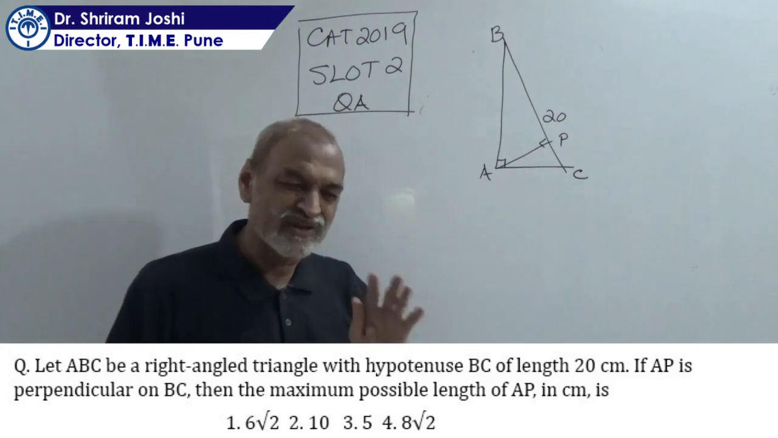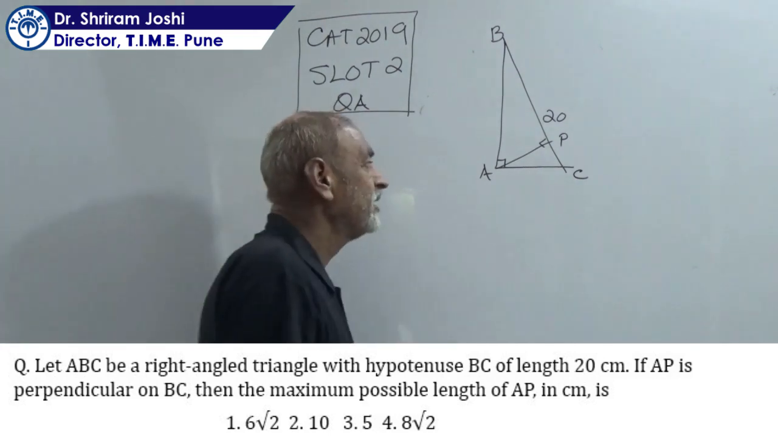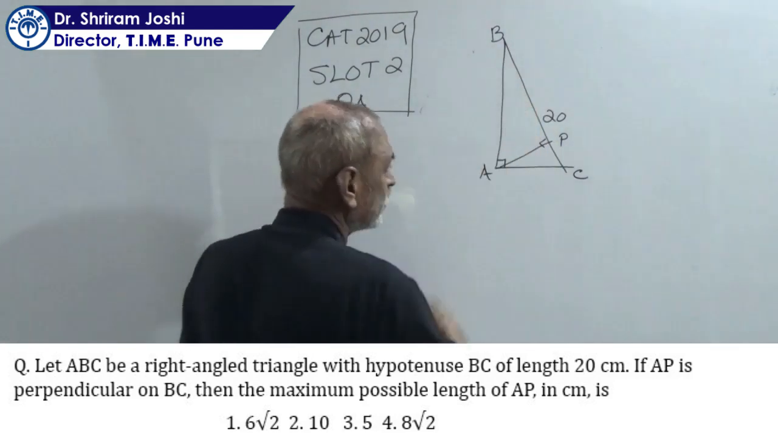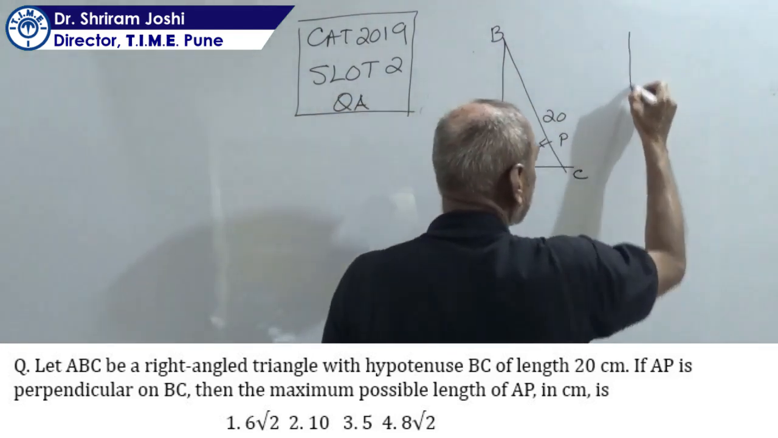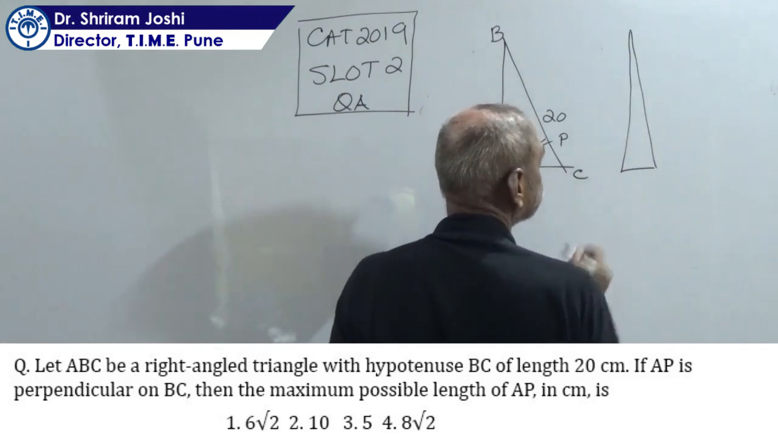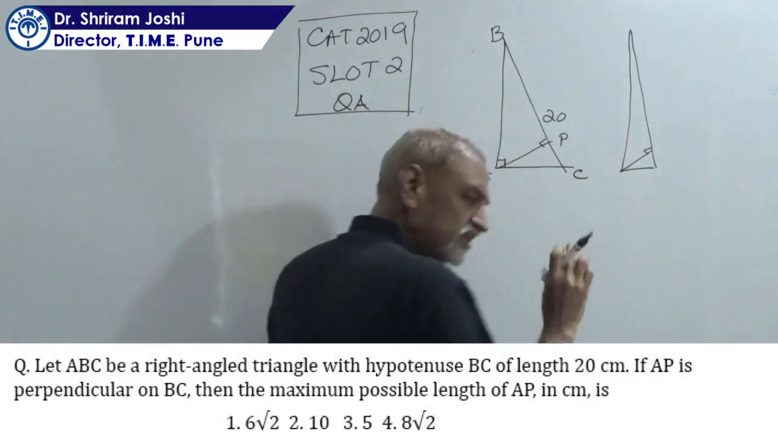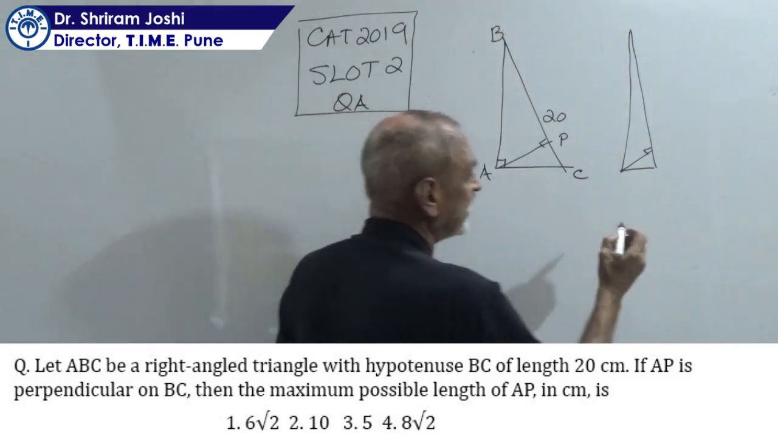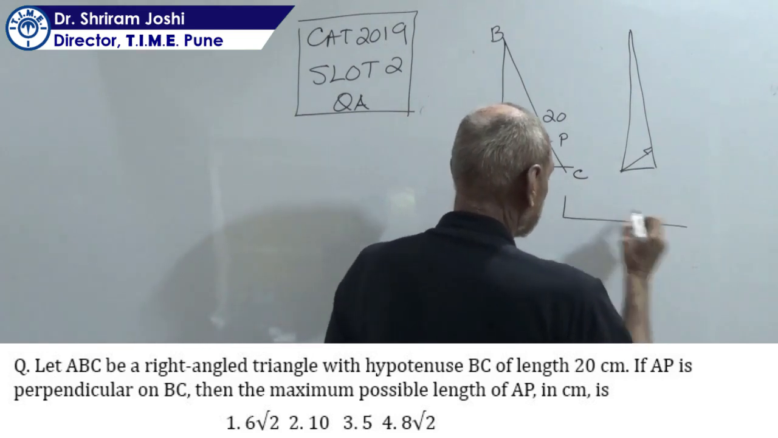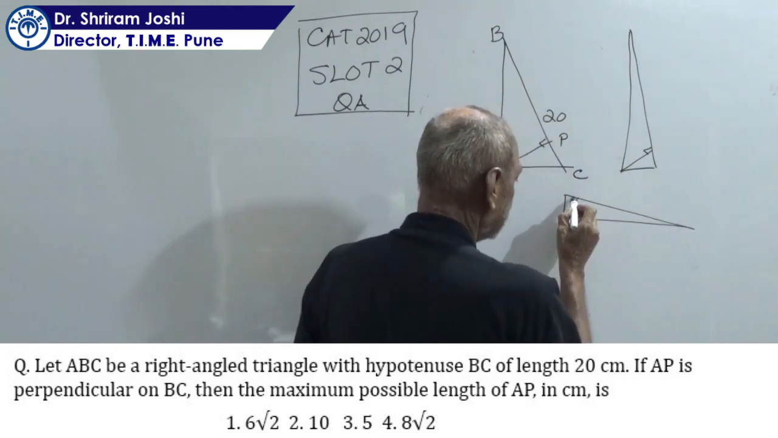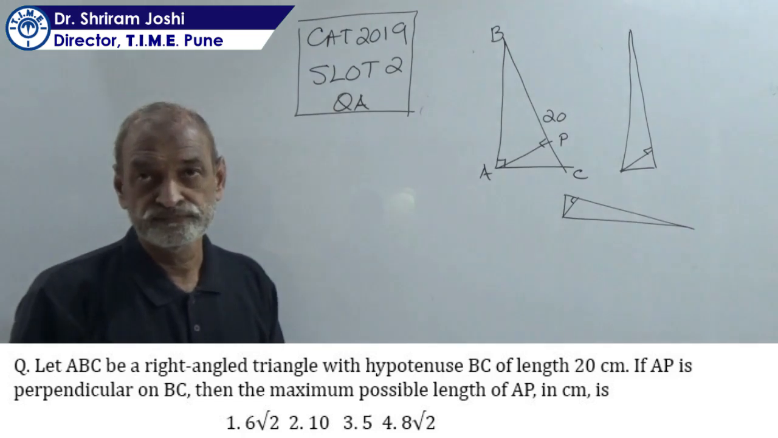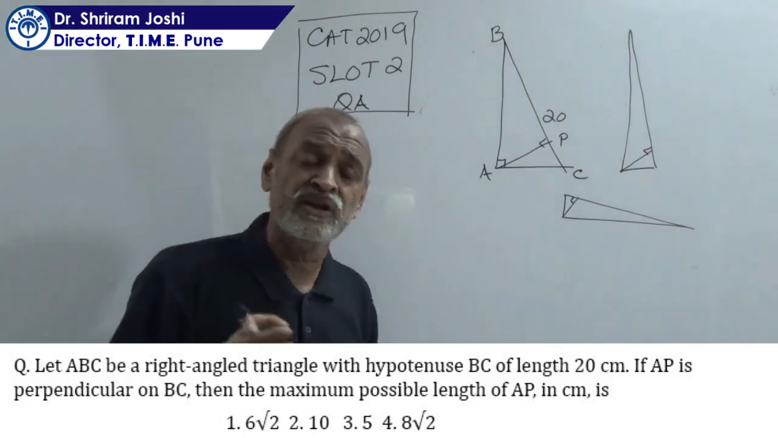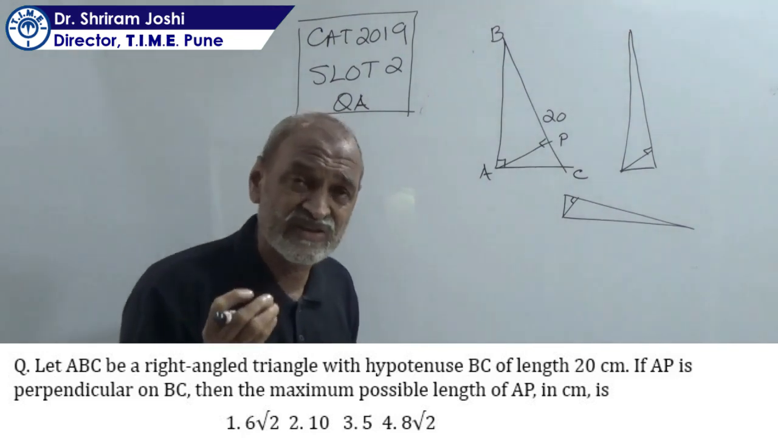Don't have to worry about anything, it's just common sense. What is fixed is BC. So if A comes very close to C, we are looking at a triangle like this, and AP will be small. What if B is very close to A, then we are looking at a triangle which is like this, and again, AP is going to be very small. We want to maximize AP. Where will it be maximized? Without any proof, just common sense.